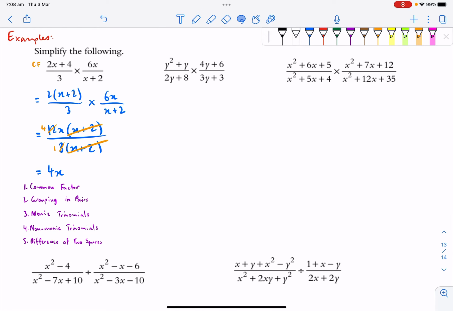Okay, so let's remove that. And now, let's start the next example. So, like I said earlier, identify all the techniques you're going to use. Here, I see nothing but a common factor.